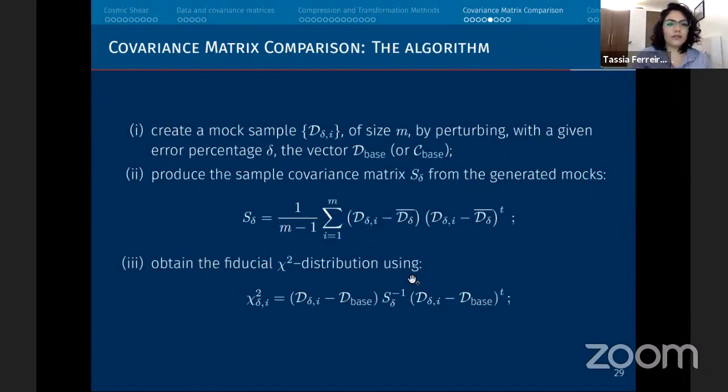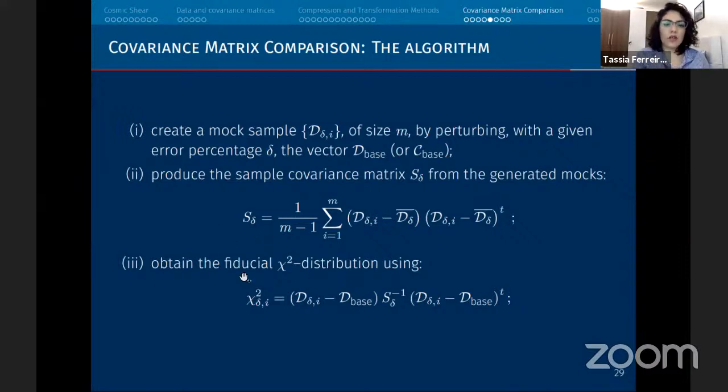Okay, so once we have that, the mock samples for a given percentage, we compute the sample covariance matrix. So this is going to be a very big covariance matrix because it'll be an M by M covariance matrix. So if we want to do a proper analysis, we're going to have a lot of numbers, a lot of steps. We take more than 5,000 to show proper results. So this is a 5,000 by 5,000 covariance matrix.